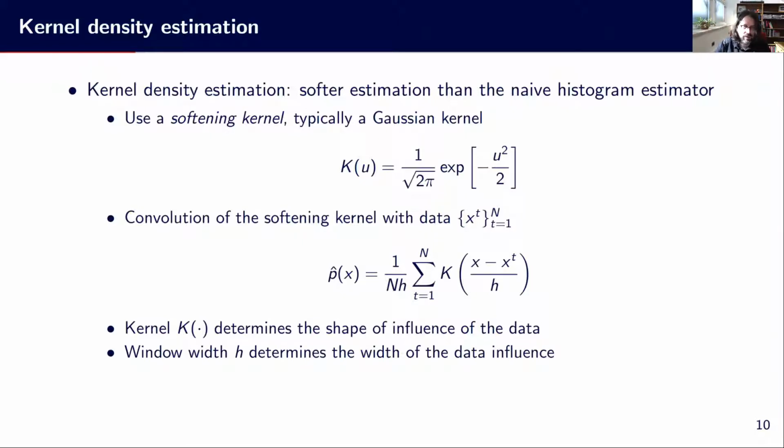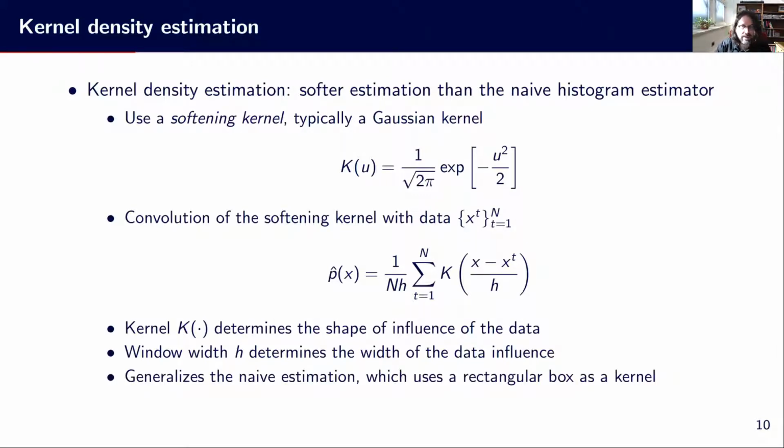So h is determining the influence of the data, and this model is generalizing the naive estimation, because the naive estimation is the same thing with the difference that we are using a rectangular box as kernel compared to a Gaussian kernel here, for example.